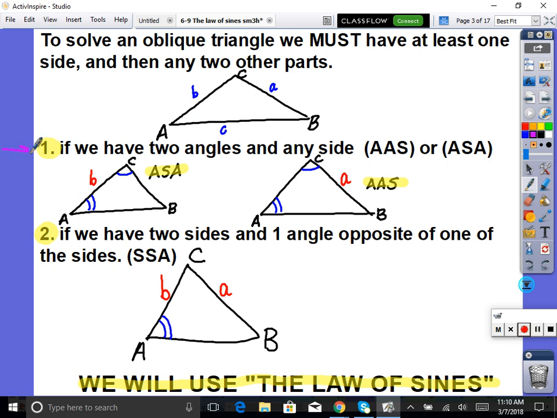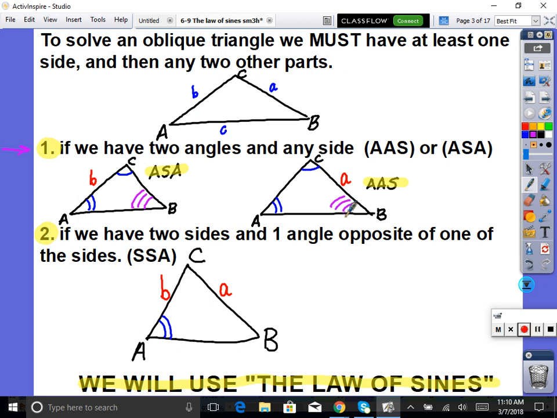So here's the first case when you'll use the law of sines. If we have two angles and one given side, we will be able to use the law of sines. Now, think about it, guys. If you're ever given two angles inside a triangle, you can always find the third angle by subtracting those two from 180, right? So if you have two angles, you can always find a third angle, so then you could use the law of sines.